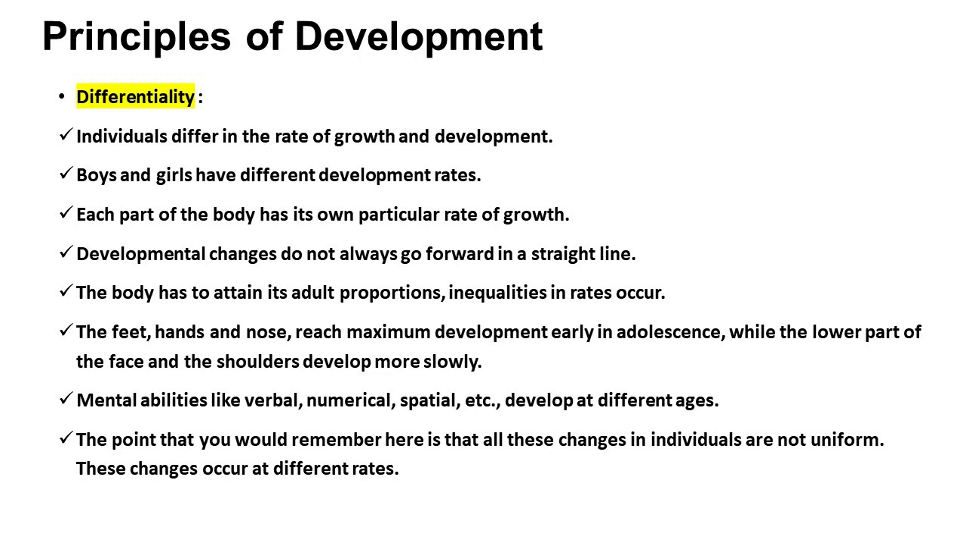Developmental changes do not always go forward in a straight line. As the body has to attain its adult proportions, inequalities in rates occur. The feet, hands and nose reach maximum development early in adolescence, while the lower part of the face and the shoulders develop more slowly. Mental abilities like verbal, numerical, spatial, etc.